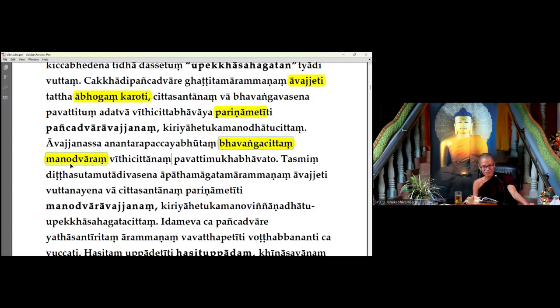Okay, so by seeing this definition, you can answer these kinds of questions. What is Manodvāra? Why is it called Manodvāra? What is Mano? What is the synonym of Mano? What is the meaning of Dvāra?